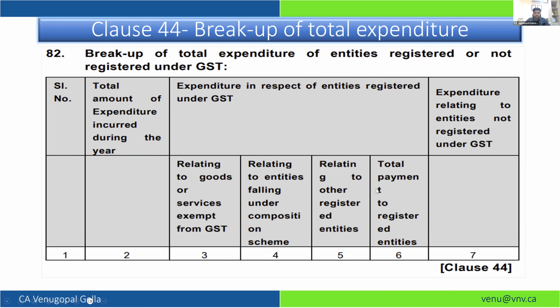So here, if you see column 2, the total expenditure, you have bifurcated it first into two parts, that is registered and unregistered. Registered is under column 6. Yes, 6. So column 2 is equal to column 6 plus column 7. Yes.